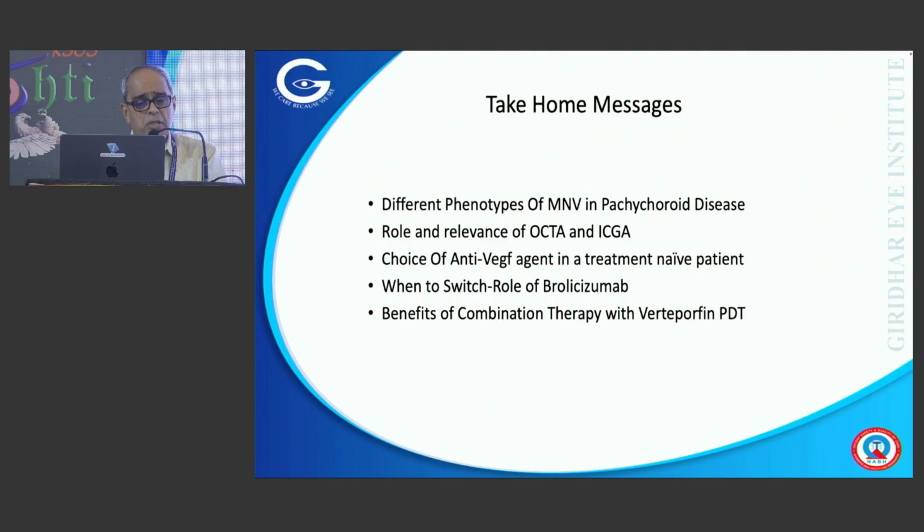And when to switch? We switch when there's no good response. And when we switch, I feel the best drug, based on current evidence, would be brolucizumab. And the benefits of combination therapy with verteporfin PDT should be kept in mind, especially in patients not responding to anti-VEGF therapy in PCV even today. Thank you.